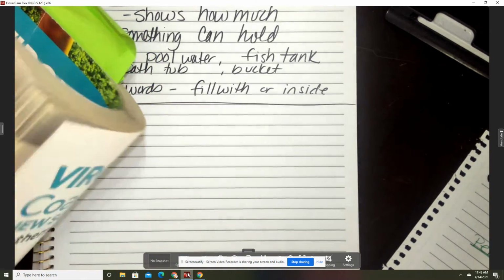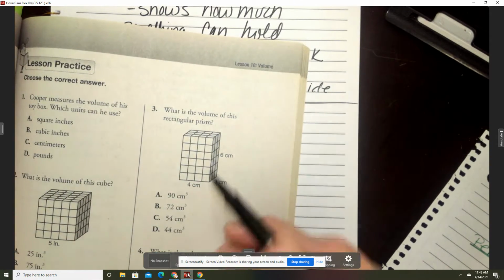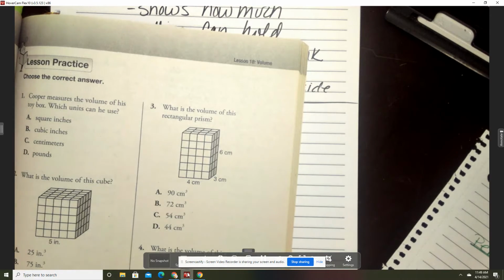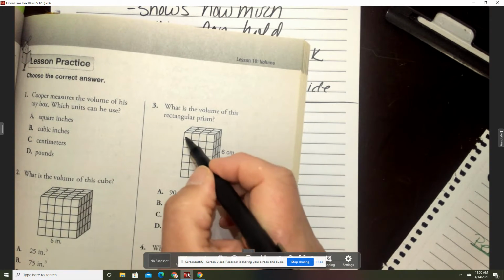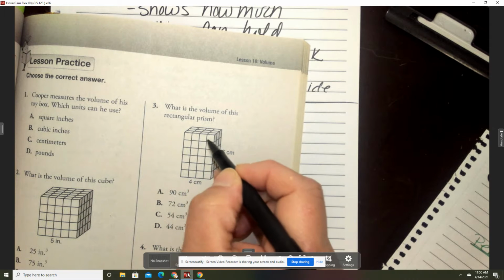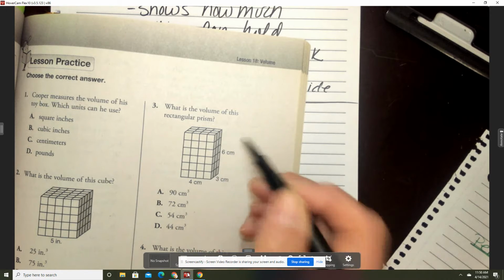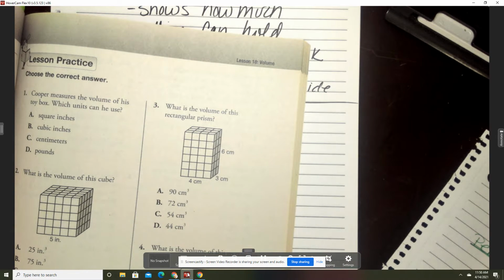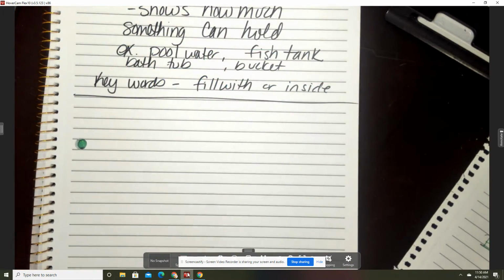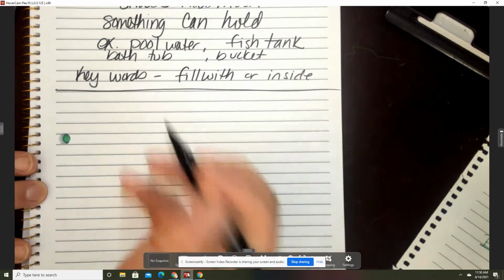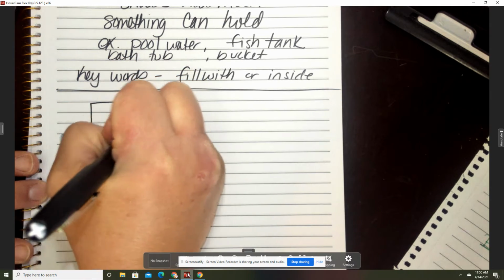Let me just show you, look here. You'll have volume like this where you won't have the measurements, and you could just actually count 1, 2, 3, 4. You could count up the blocks to find the volume. So there are different ways that you'll have it asked for you.